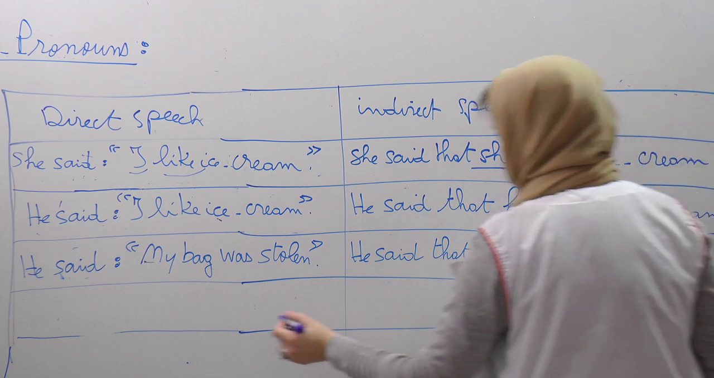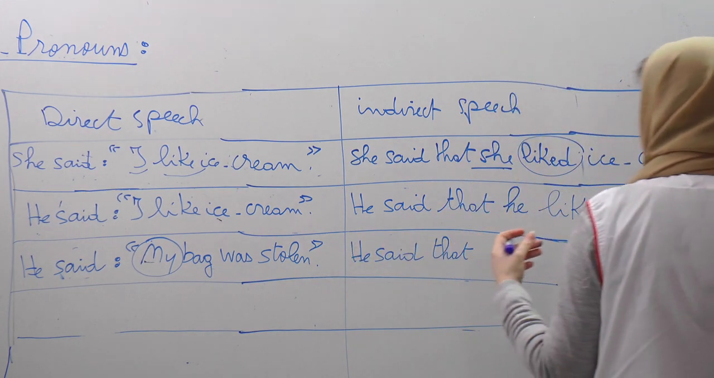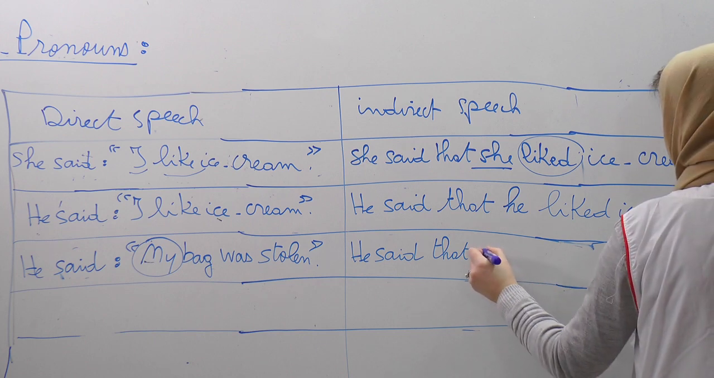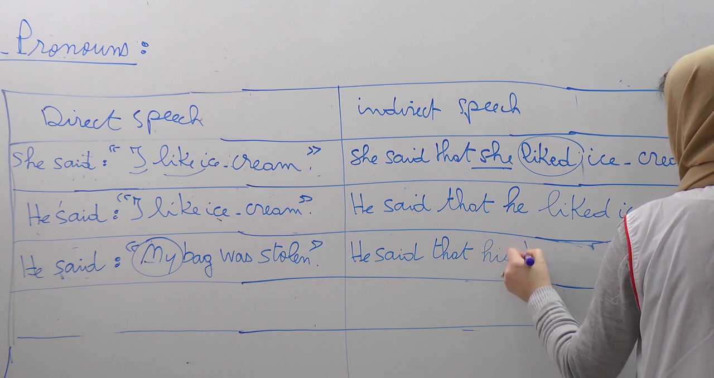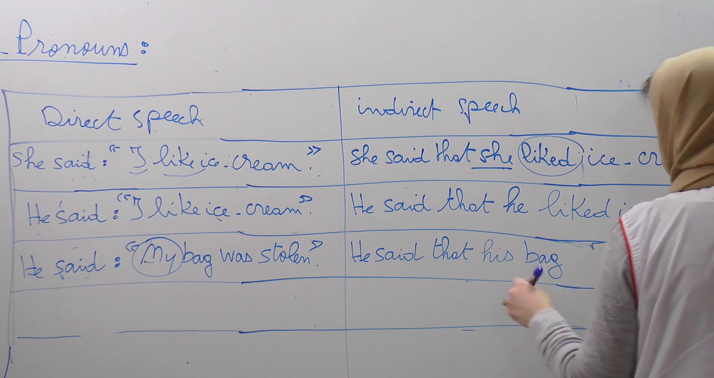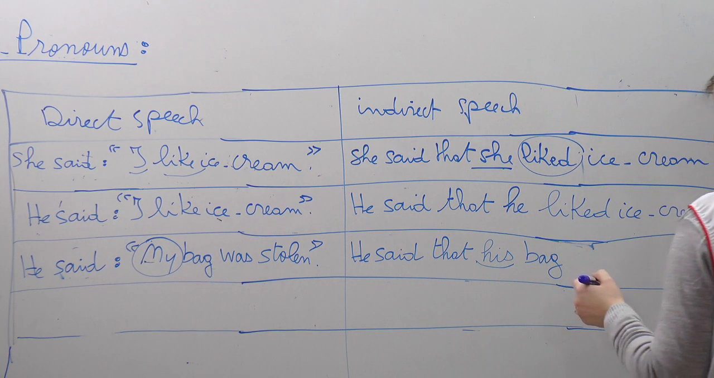Look here, we have "my". When he was talking, he says, "my bag". Mon sac. My bag. When we transform, we say, he said that his bag. Son sac. Regardez. Faites attention à cette transformation. Look: my, your, his, her. Be careful.